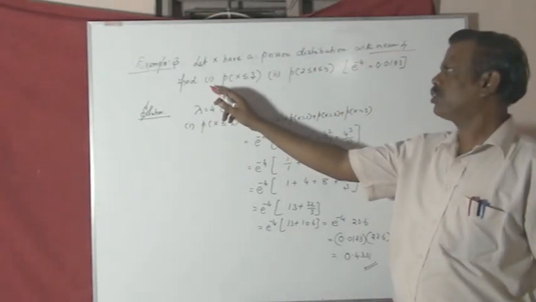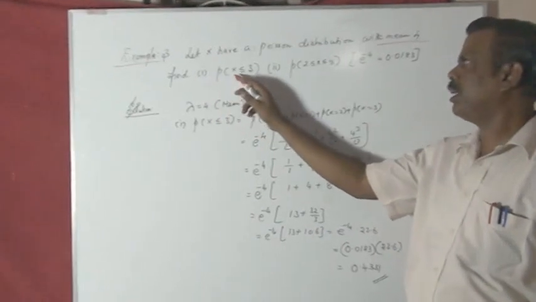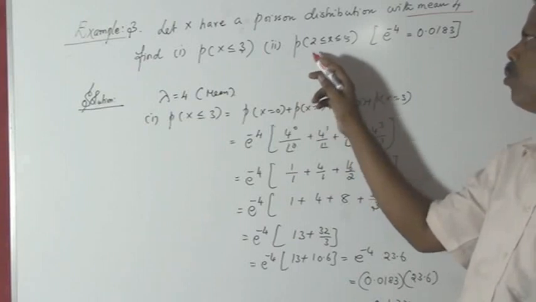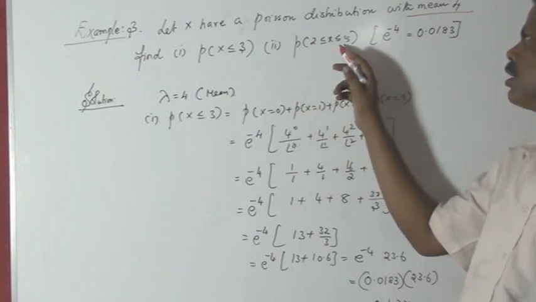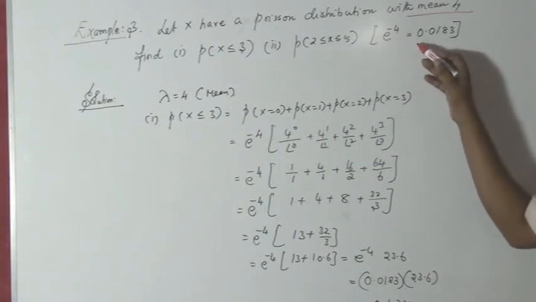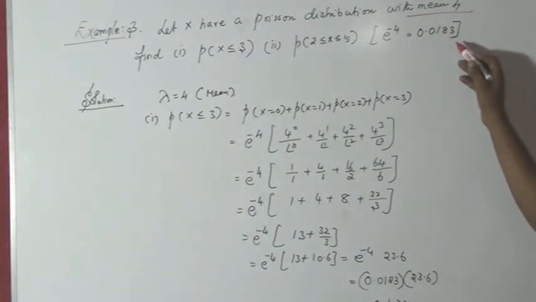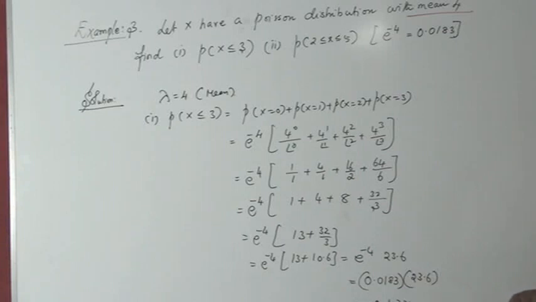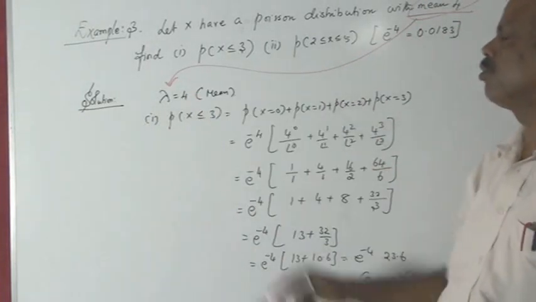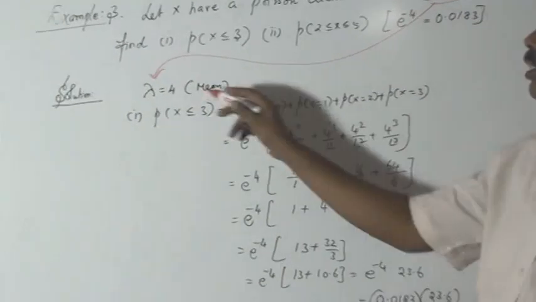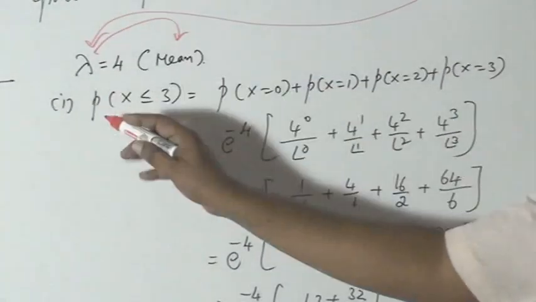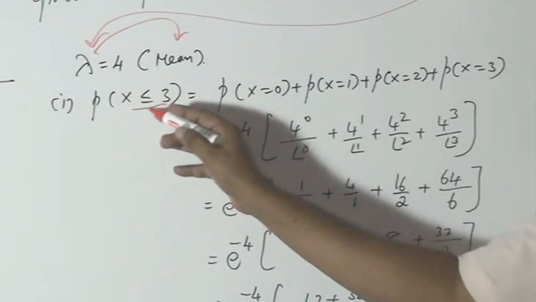Example 3. Let x have a Poisson distribution with the mean 4. Find question number 1. Probability x is less than or equal to 3. Question number 2. Probability 2 less than or equal to x less than or equal to 5. So it is given that e power minus 4 value is 0.0183. So in this problem the mean is what? 4. Therefore lambda is what? 4. So lambda is nothing but what? Mean.